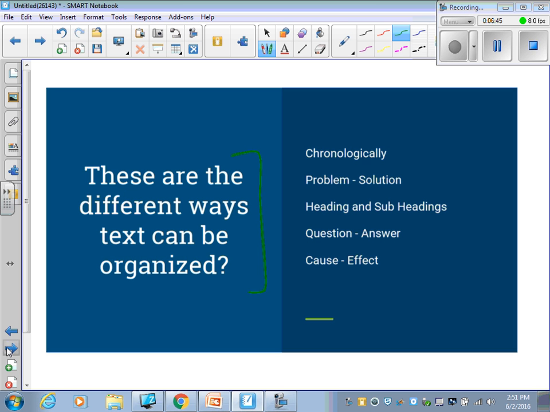But these are some of the different ways that you can be looking for your text to be organized. Authors want you to read their stuff. They have it organized specifically so that you can create meaning in your reading. They are going to do it sometimes chronologically. Maybe have a problem solution. You might see a heading or subheading, especially in textbooks or newspapers. You might have question and answer and cause and effect. So these are just some of the ways that authors create meaning by creating an organized text to make it easier for you to read.